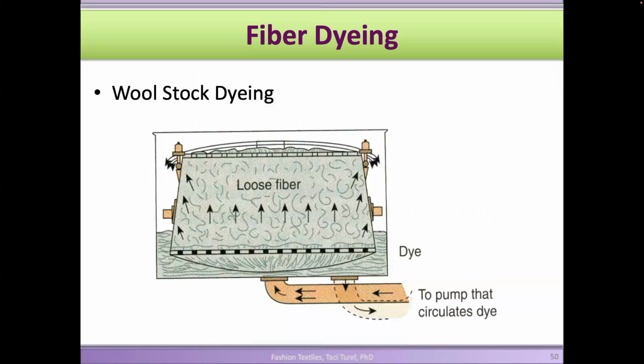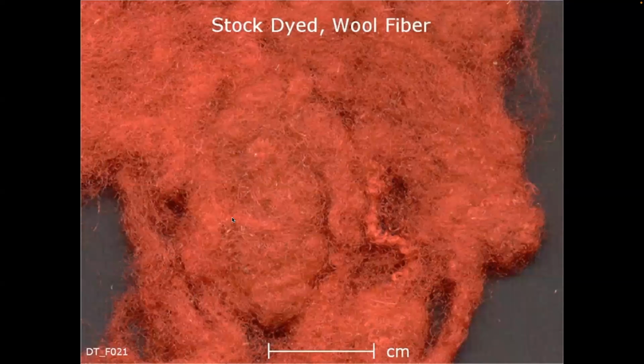This is a stock dyeing of wool. So you have all the loose wool fibers. I'll show you some better pictures from iTextiles, but you basically have this dye solution here, and you're just sending all the loose fibers into this so that you can get the colors on the fiber before you turn the fibers into yarns. This is a stock dyed wool fiber.